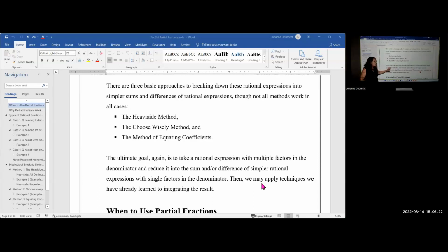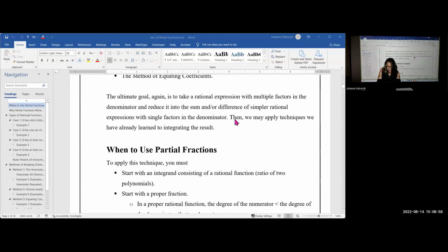Again, our ultimate goal, take some complicated rational expression that's in proper form, degree of the numerator less than the degree of the denominator, and rewrite it as the sum and difference of simpler rational expressions where the denominators consist of a single factor or a single factor raised to a power. Then we can apply the techniques of integration to the expanded representation of the original rational expression. And hopefully that expansion will be simpler to integrate.